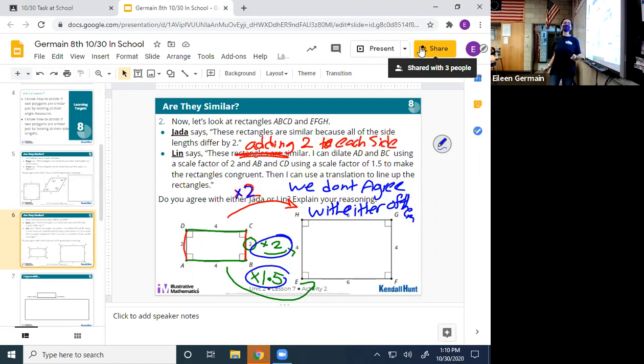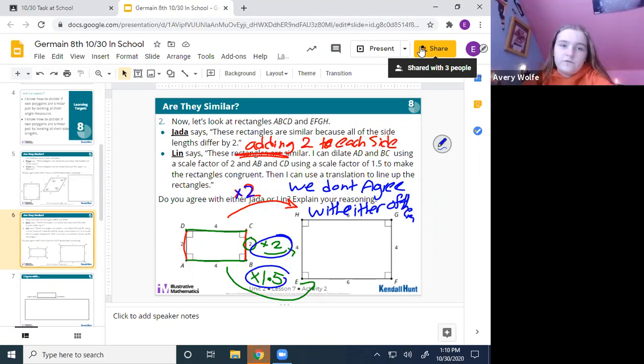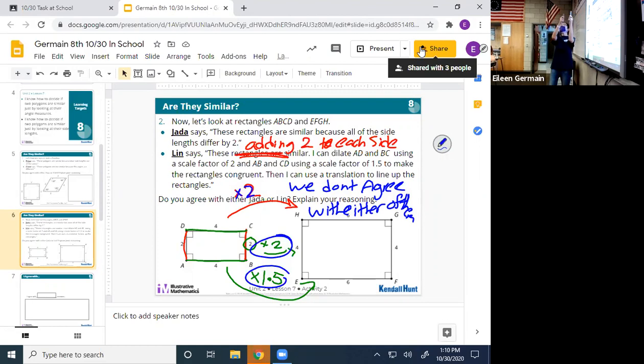And why did we say we don't agree with them? Why are they wrong? Because there are 2 scale factors. Yes, Avery, because we have 2 different scale factors. They're not proportional. Proportional means that you multiply every single side length by the same number. We didn't do that here, so these shapes are not proportional.